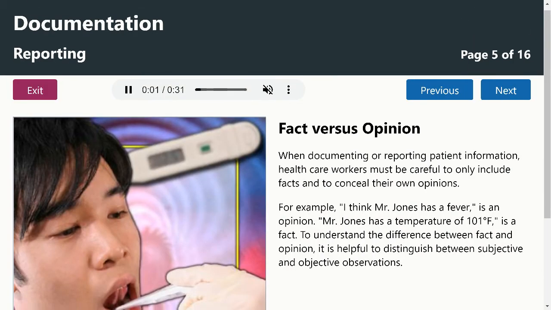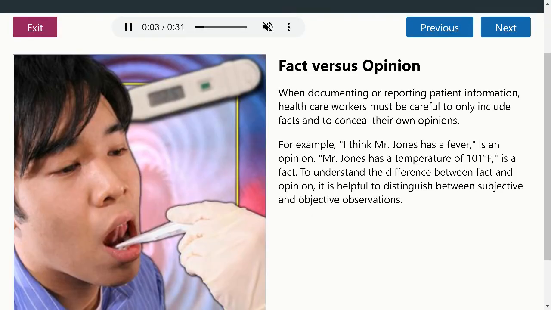Fact. When documenting or reporting patient information, healthcare workers must be careful to only include facts and not to consider their own opinions. For example, "I think Mr. Jones has a fever" is an opinion. "Mr. Jones has a temperature of 101 degrees Fahrenheit" is a fact. To understand the difference between fact and opinion, it is helpful to distinguish between subjective and objective observations.